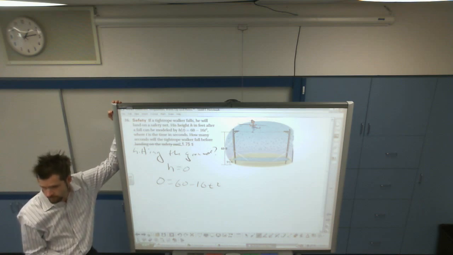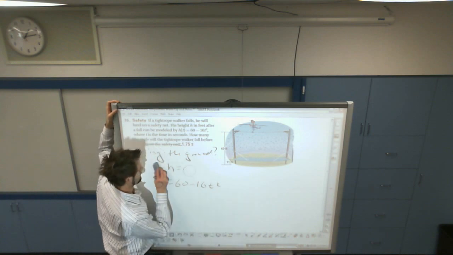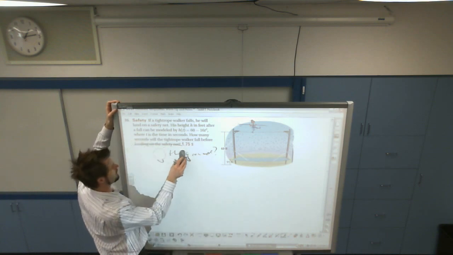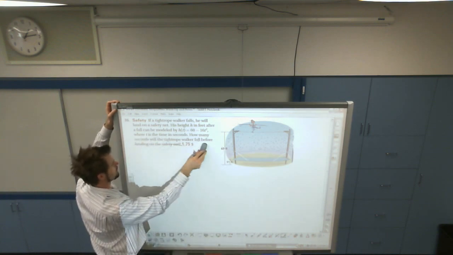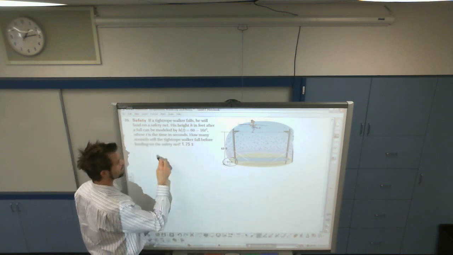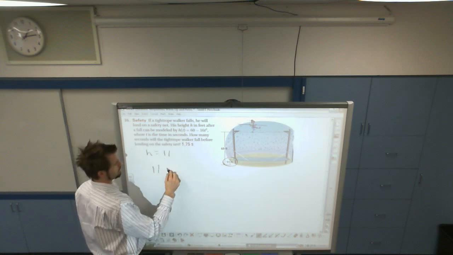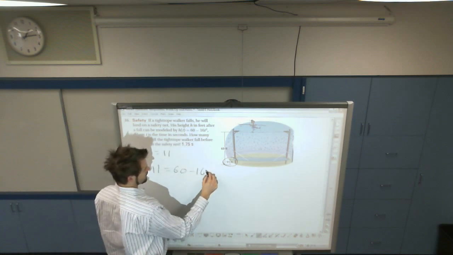We don't want the tightrope walker to hit the ground. We don't want him to die. What is the tightrope walker going to hit in this little problem? Safety net, which is 11 feet off the ground. So you are going to set h equal to 11. So 11 equals 60 minus 16t squared.